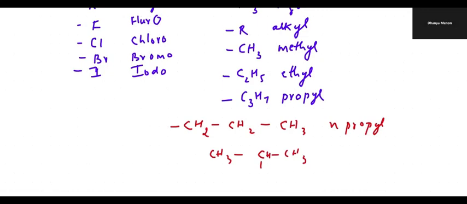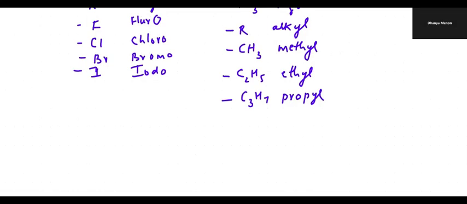Okay, suppose here you can see this is not a straight chain. It is branched. We call it isopropyl. Okay. Similarly, if I have this, so these are normal propyl, isopropyl, etc. We will be discussing these in another video, just to get a small idea.